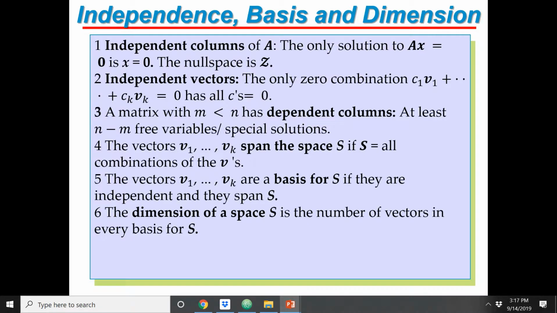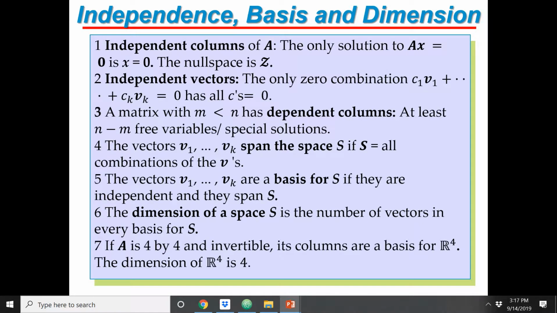Since we're going to play with lots of vectors in R^n, if you have the space, let's say R4, and you have a matrix A that is 4 by 4 and invertible, then the columns of that matrix are a basis for R4. And you may want to ask yourselves how many invertible 4 by 4 matrices I have. Well, you have infinitely many of those.